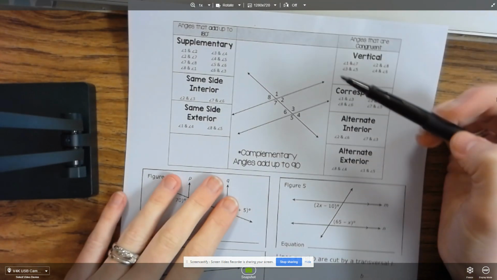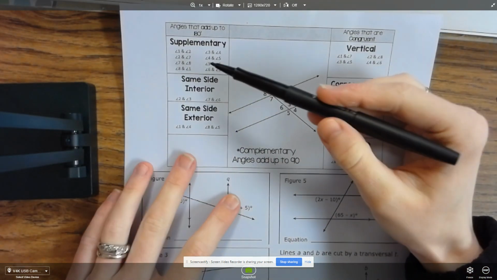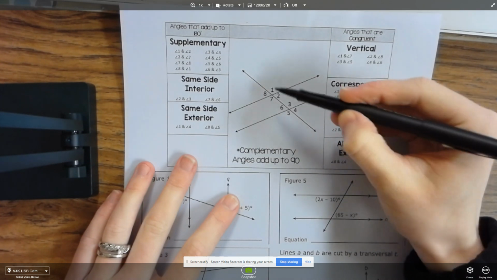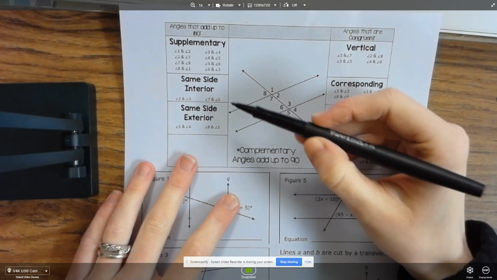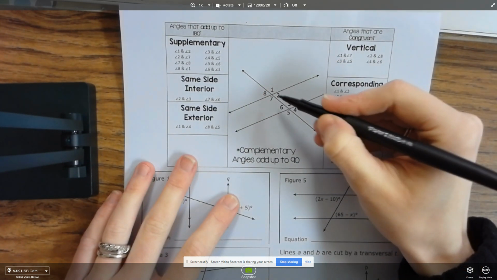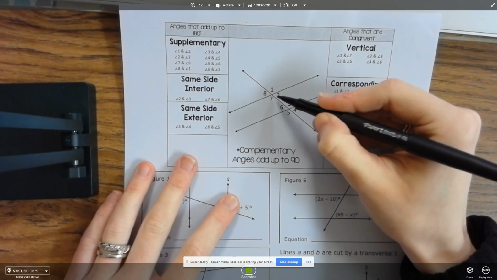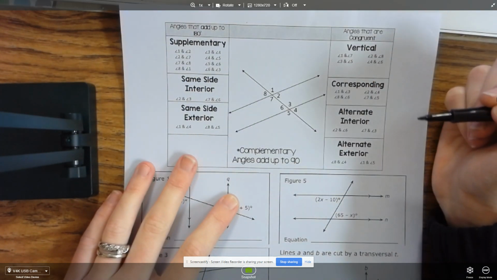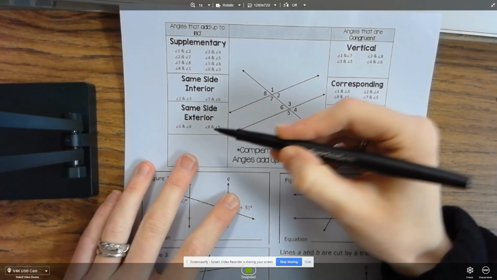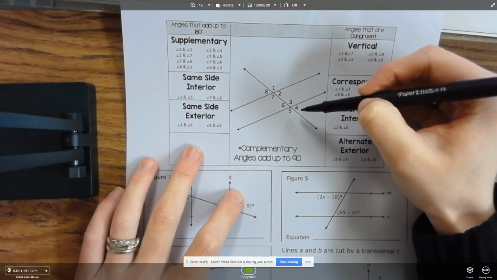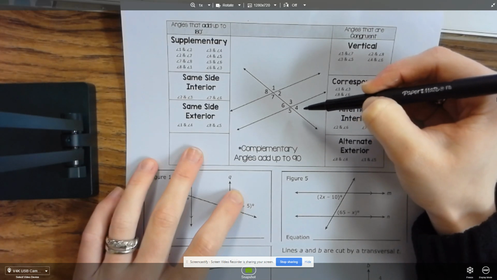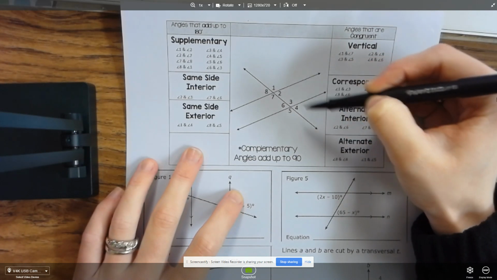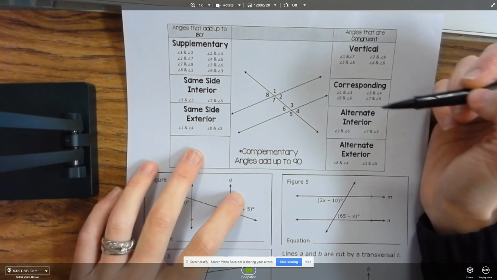And then inside, we've got all these different names. So remember, supplementary angles like 1 and 2 are going to add up to 180. Same side interior, like 2 and 3. So same side, they're on the same side of that transversal, and they're inside my parallel lines. And then I have same side exterior, like 1 and 4. So these are on the same side of the transversal, but they're outside, they're exterior to those parallel lines.